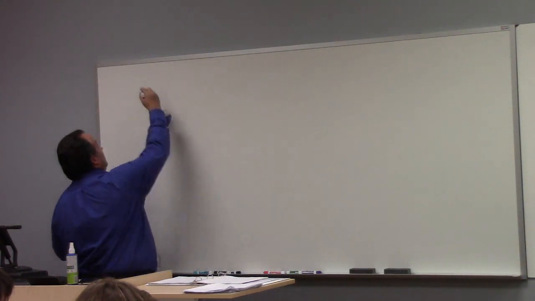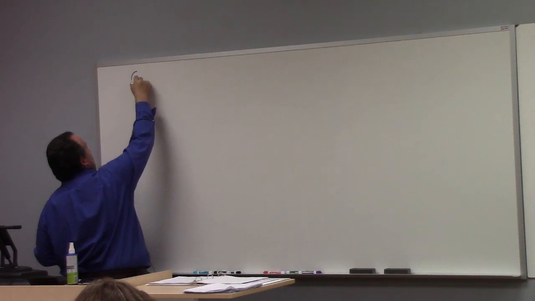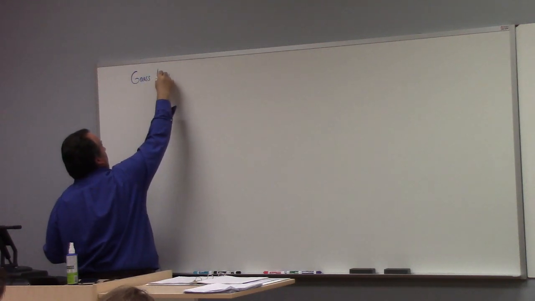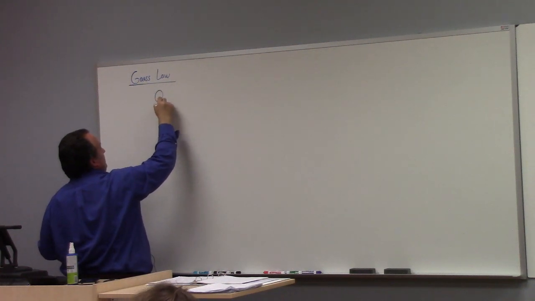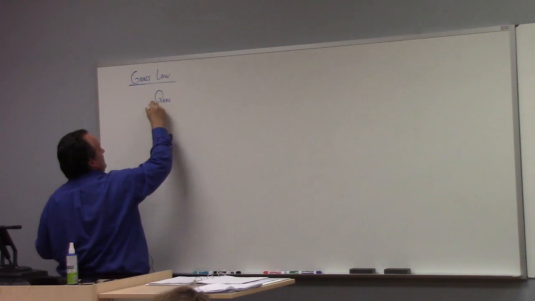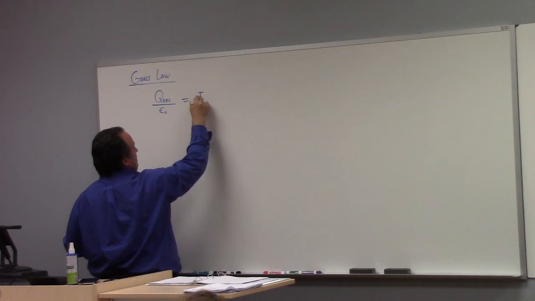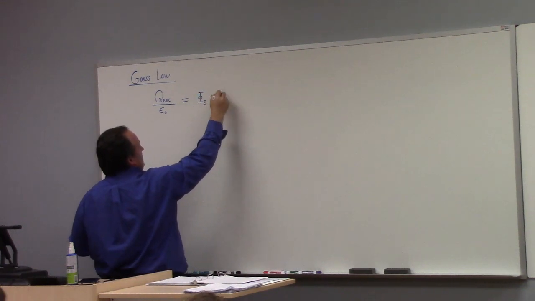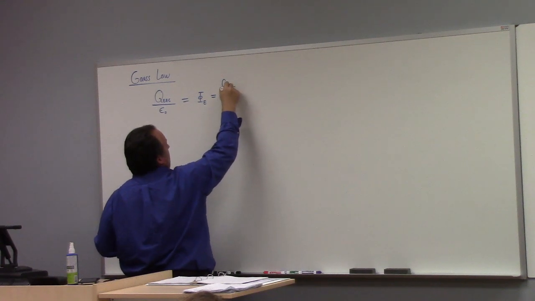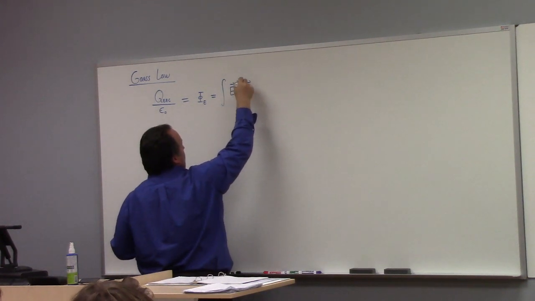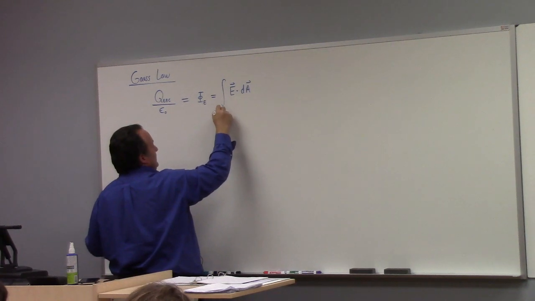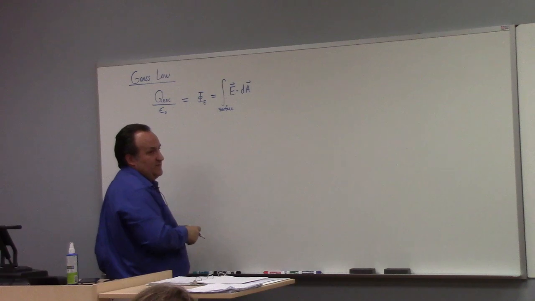Gauss's law relates the electric flux to the charge. Gauss's law is stated simply as follows. It says that the charge enclosed divided by epsilon naught is equal to the electric flux. In other words, it's the integral of E dot dA over whatever surface we have in mind.